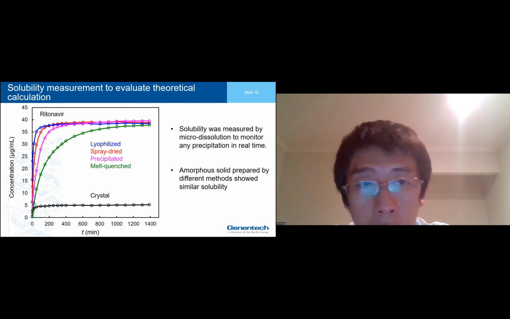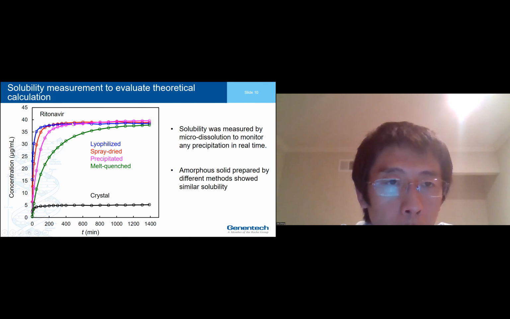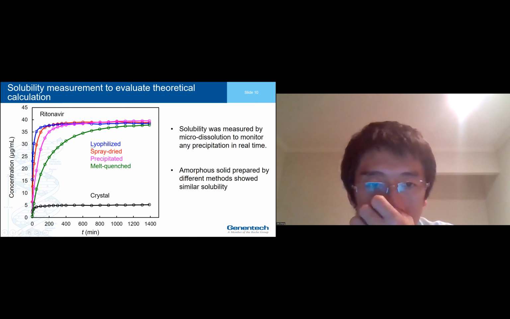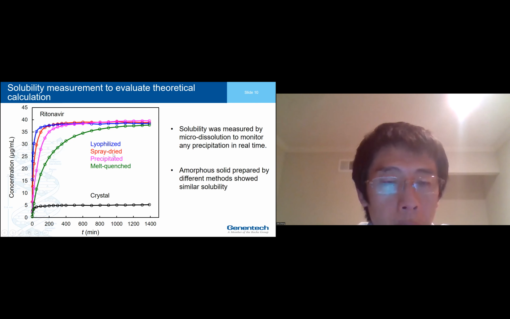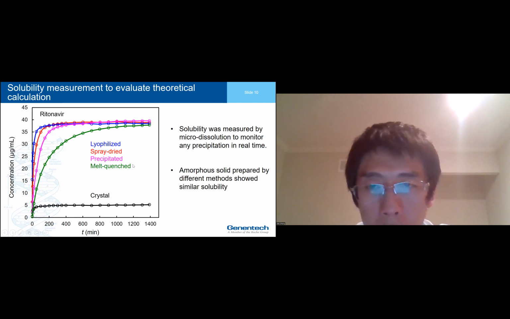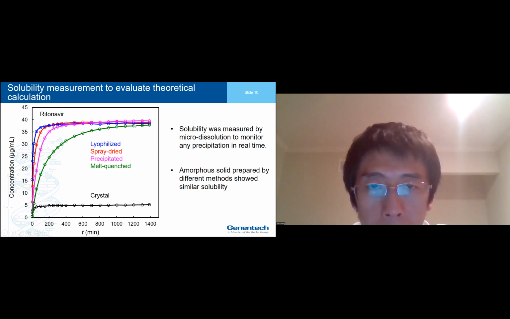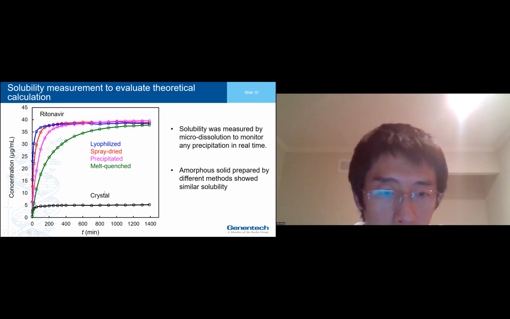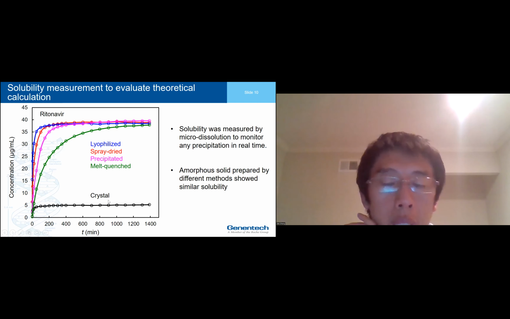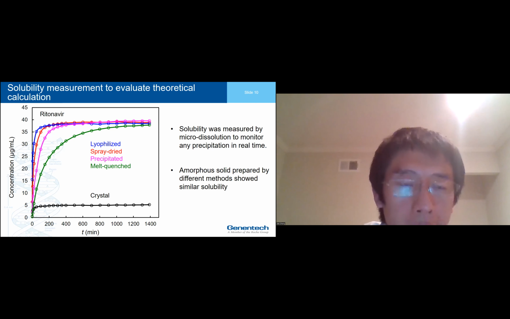supersaturated solution. For ritonavir, we made the amorphous solid by different methods, including lyophilization, spray drying, precipitation, and melt quenching. So here you can see all of the amorphous solids desupersaturate in the measurement. And we can get the amorphous solubility when the concentration reaches the plateau. Here is the crystal solubility as a comparison. Using the same method, we measured all the experimental solubility for the different compounds.